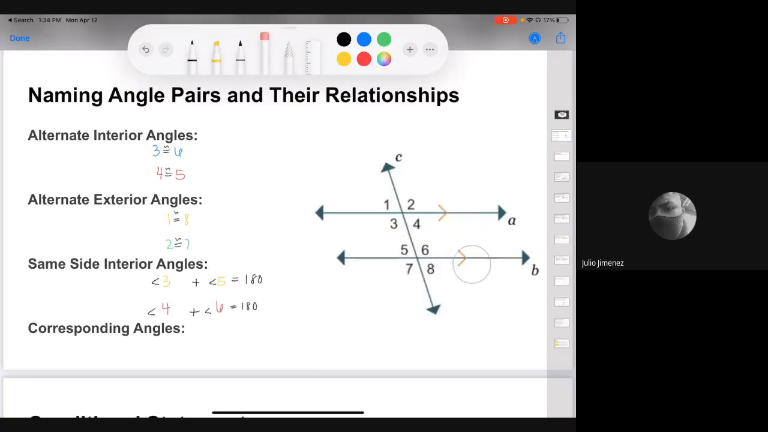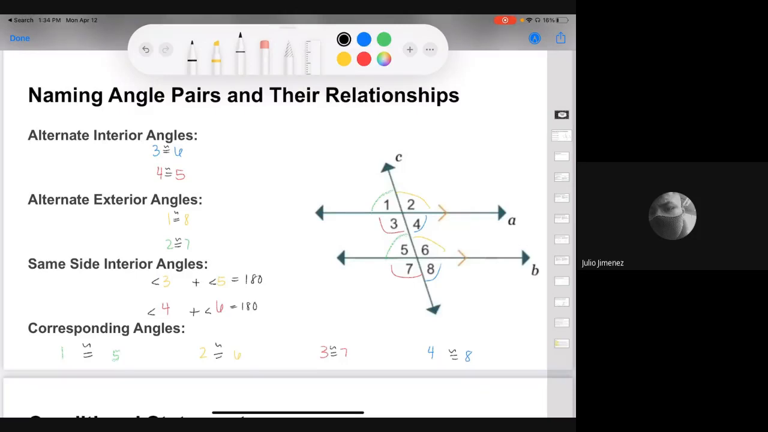And lastly, we looked at corresponding angles. Corresponding angles are just corresponding sides. So 1 and 5, 2 and 6, 3 and 7, and 4 and 8. What we learned about these is that these are congruent to each other. If for some reason you're unsure about why these things are congruent to each other or why they equal 180 degrees, I would go ahead and review the PowerPoint that we went over on Friday, because that's what we reviewed.